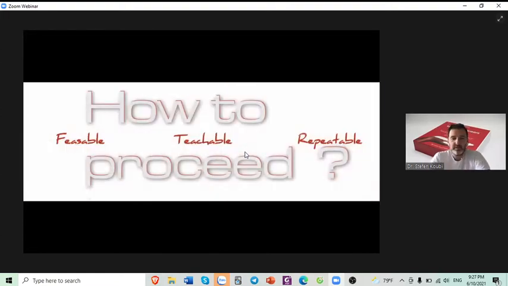So the question to proceed is about, can I use composite? And this is really close to the DNA of the Stile Italiano philosophy, whatever the topic, for composite, for direct and indirect, it's not a problem. It's all about proposing to the community a feasible, teachable, and repeatable approach. And this is really the aim of the full mock-up concept.